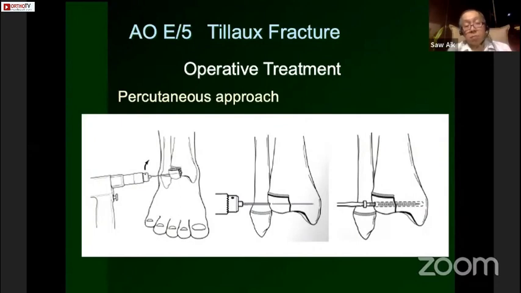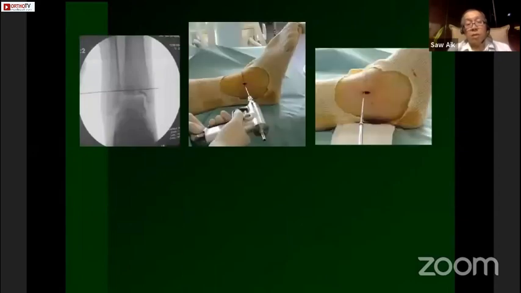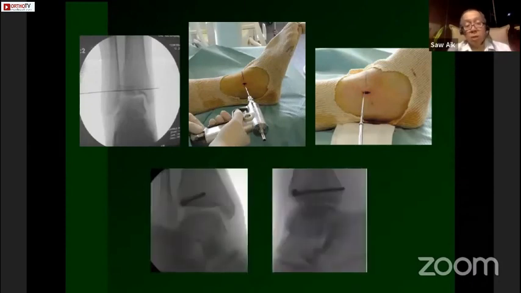Nowadays, the percutaneous approach is minimally invasive. It can be done through a small incision like this one. You see, from the small hole, one single K-wire can be used to reduce, to fix, as well as to insert the cannulated screw. This is what you can get through that small hole.